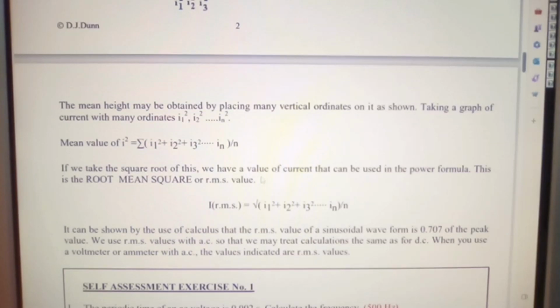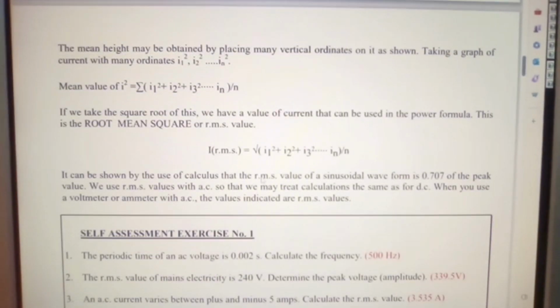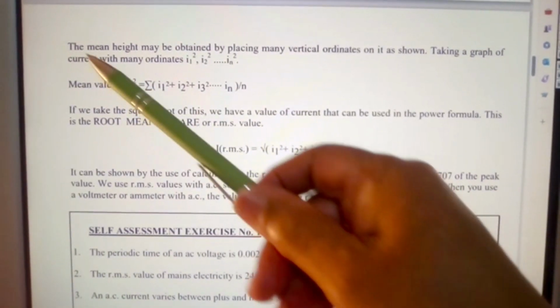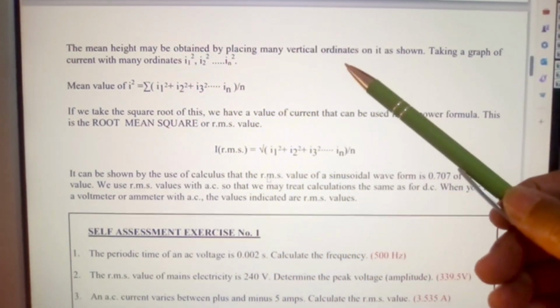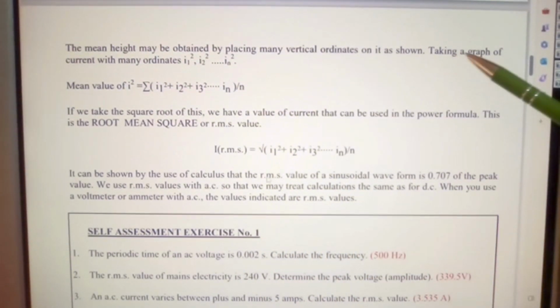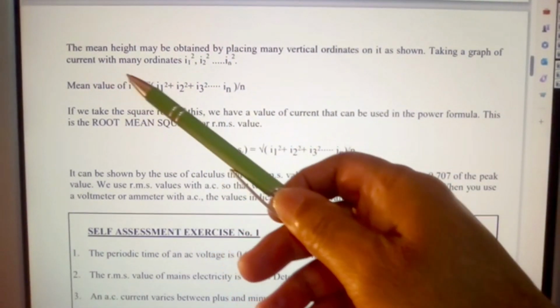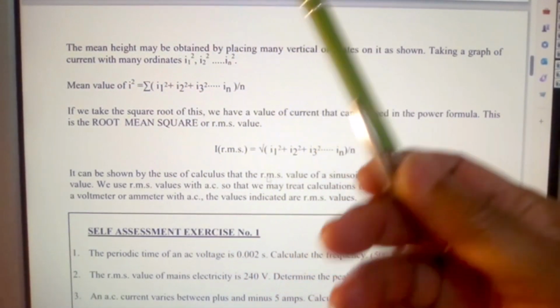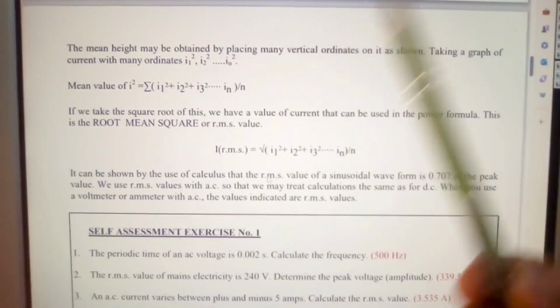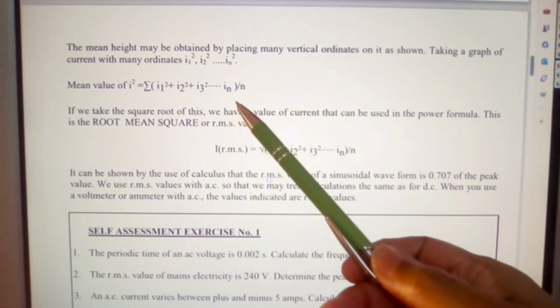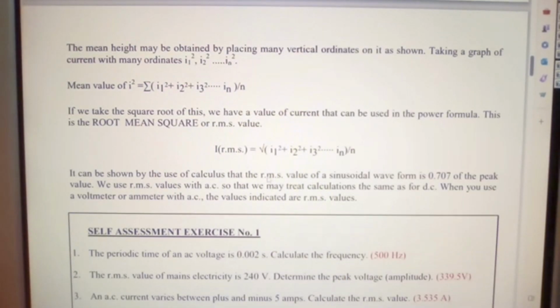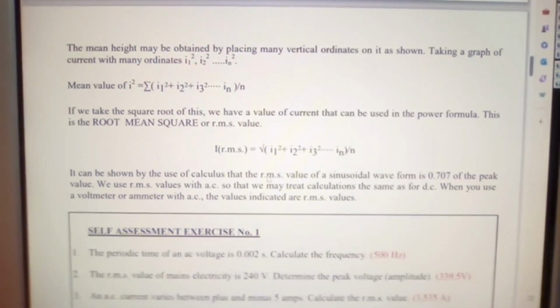Okay, right, the mean height. The mean height may be obtained by placing many vertical ordinates on it as shown, taking a graph of current with many ordinates, I1, I2, etc. Mean value, okay, this will be your formula here to apply, and that would be over n.